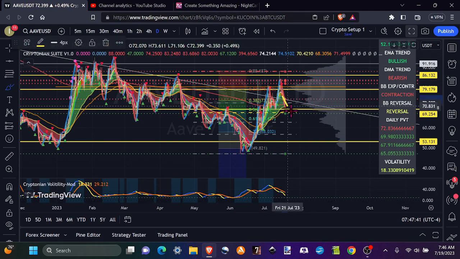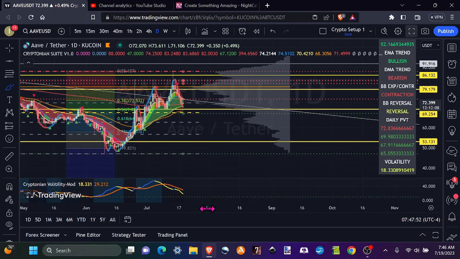So I do believe that we could probably go sideways here for a bit if Bitcoin doesn't break down, and then move higher from there. Okay, so Aave looking good.